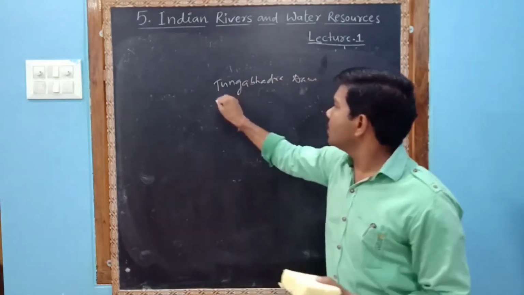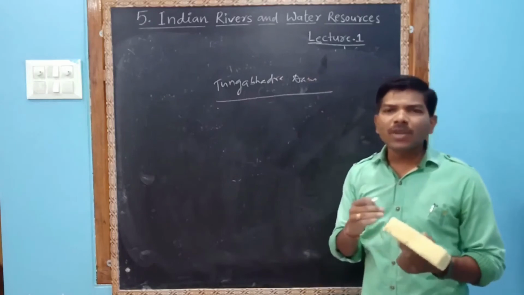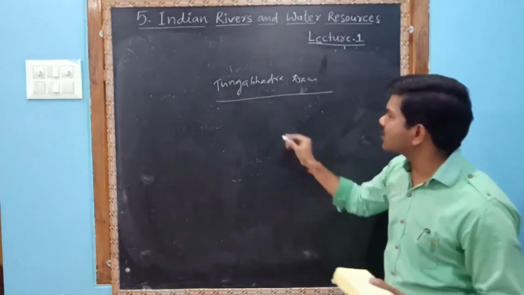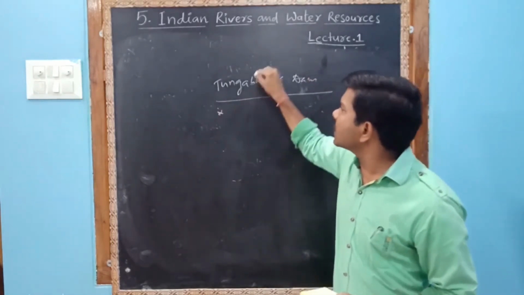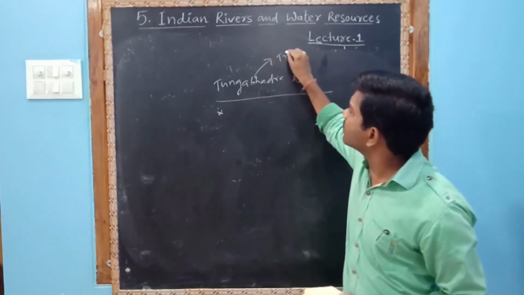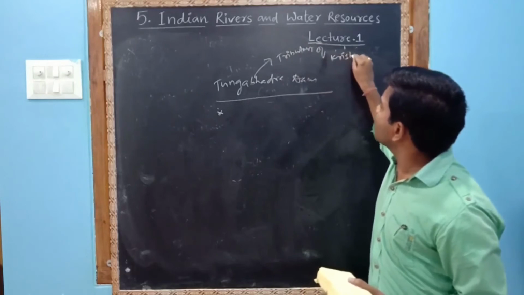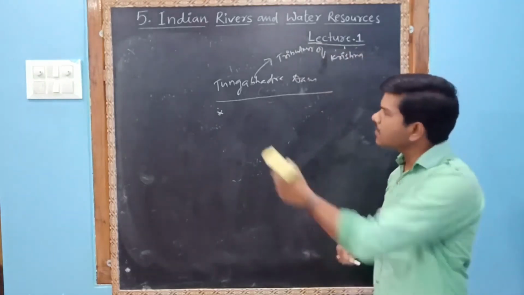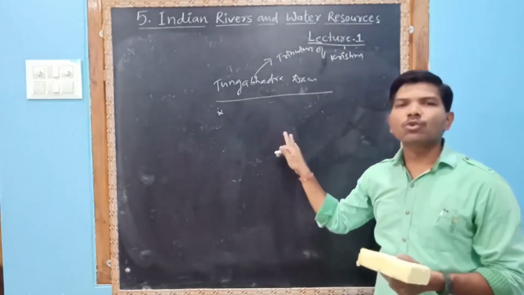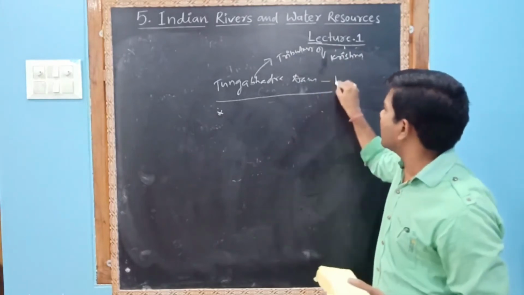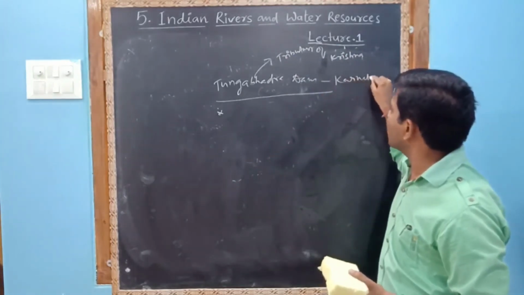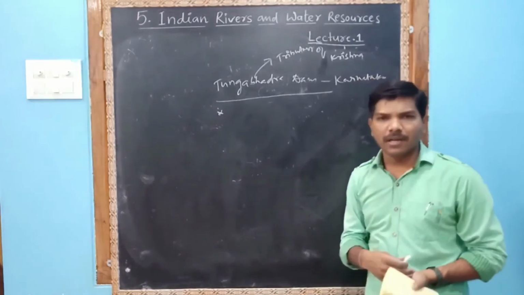Tungabhadra Dam was constructed across the Tungabhadra, which is a tributary of the Krishna River. Isn't it? They constructed the Tungabhadra Dam, which is located in Karnataka.